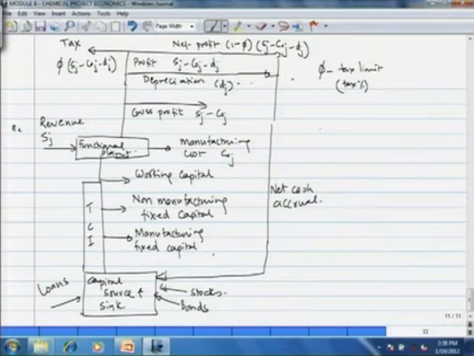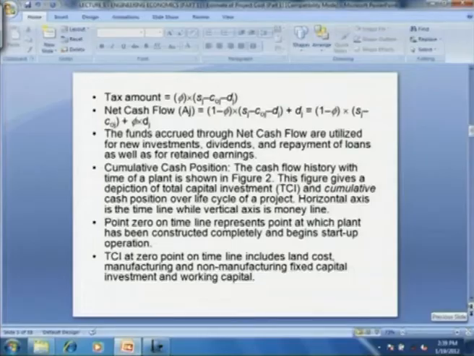So this is essentially the cash flow tree that we have, which indicates the source and sink of the money for operation of any typical industrial plant. Let us see another similar diagram, that is the cumulative cash position. The cash flow history with time of a plant is what is known as the cumulative cash position.